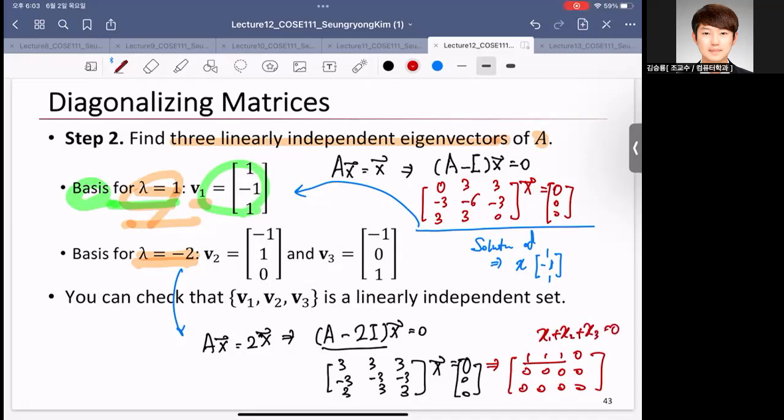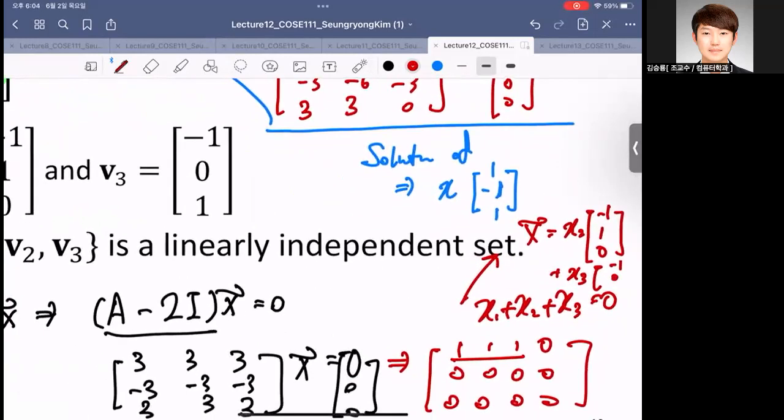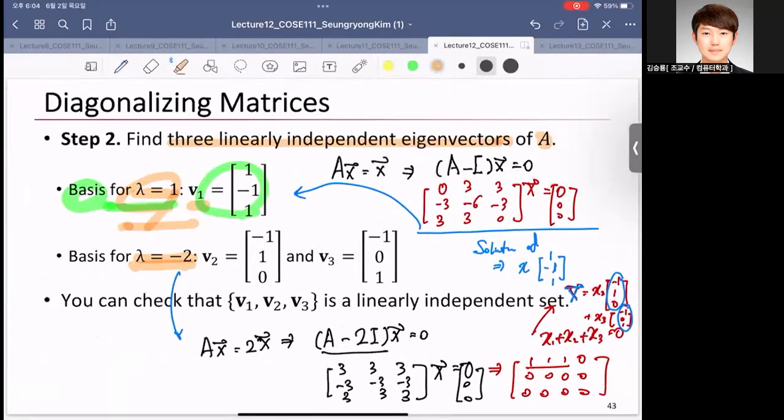So our general solution is going to be x2 times negative 1, 1, 0 plus x3 times negative 1, 0, 1. So there are eigenvectors x like this. We just consider this one and this one as a basis. So two of the eigenvectors are negative 1, 1, 0 and negative 1, 0, 1.